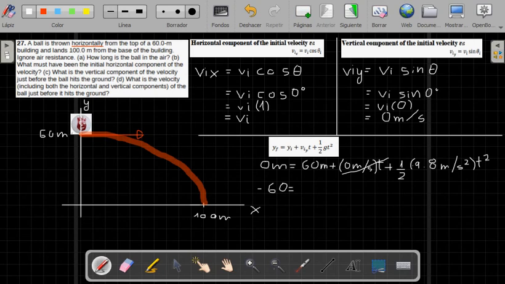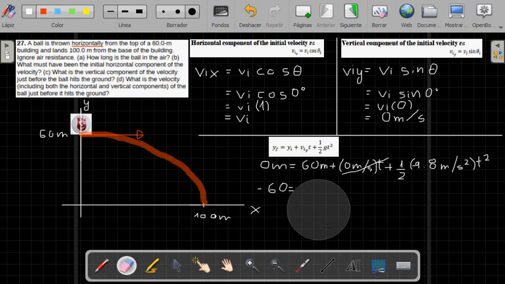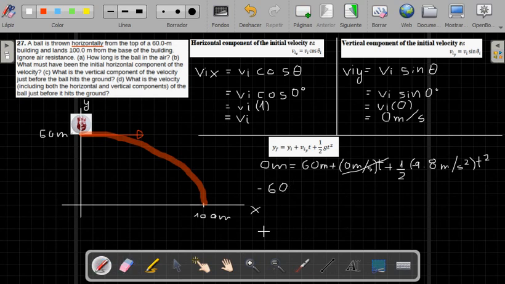By the way, I forgot to put here a negative. Okay, half of 9.8 is equal to 4.9. A negative and positive multiplied by negative, it's negative. 4.9. By the way, I forgot to put here meters. Minus 60 meters equals minus 4.9 meters per squared second times the time squared.